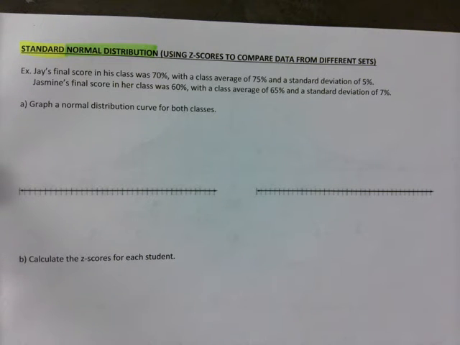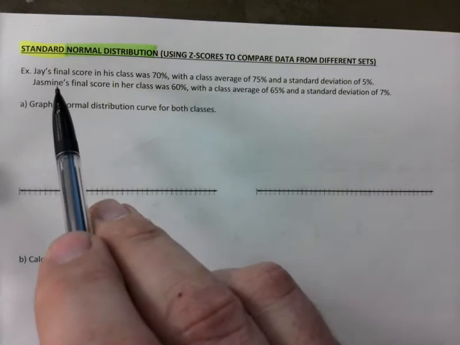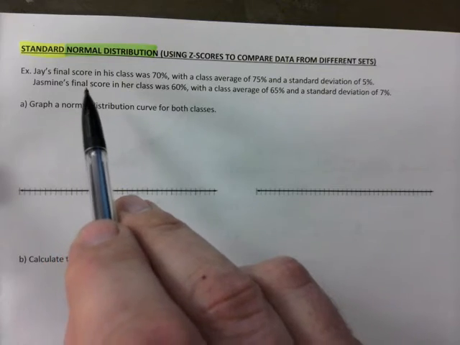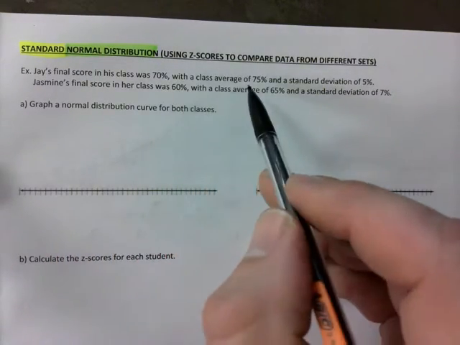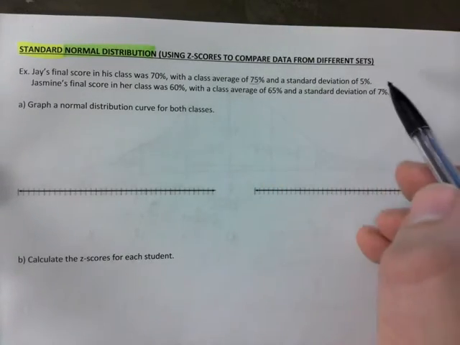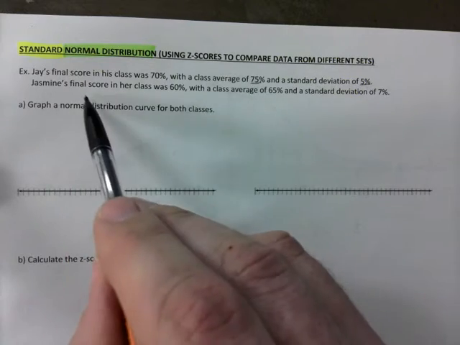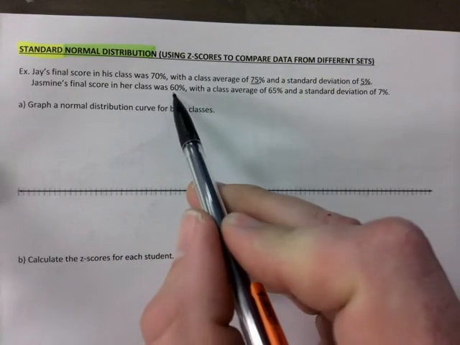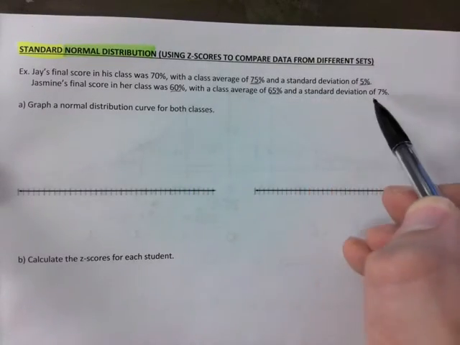Using z-scores to compare data from different sets. All right, so here's the application for it. Jay's final score in his class was 70%, with a class average of 75%, with a standard deviation of 5. Jasmine's final score was 60%, with a class average of 65 and a standard deviation of 7.